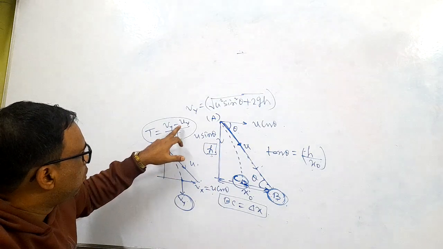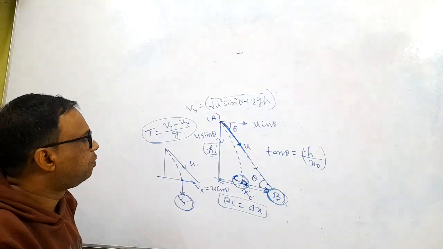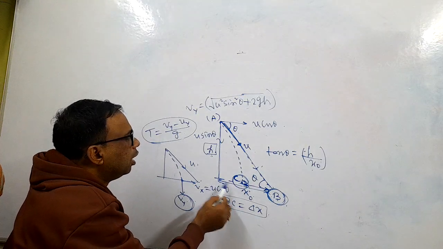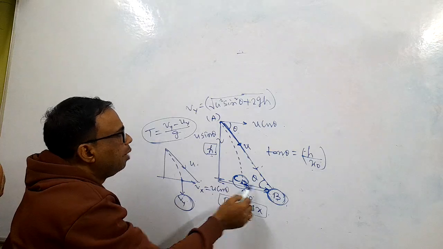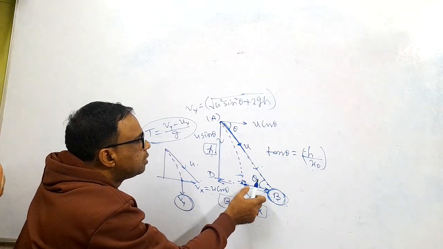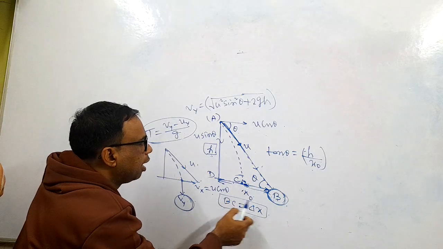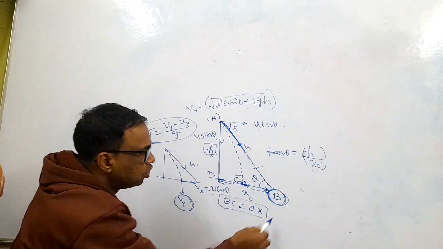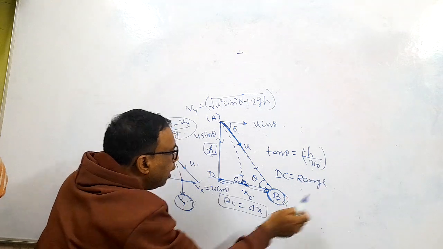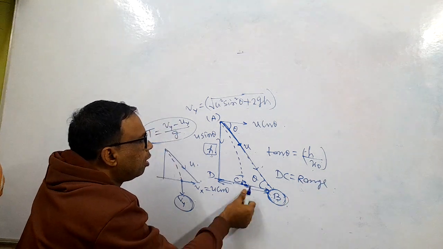So that is the formula: time of flight T equals Vy minus uy by g. You get the time of flight, and then you can calculate A, B, C, D. Then you can calculate DC. This distance you can calculate, because DC is the range.